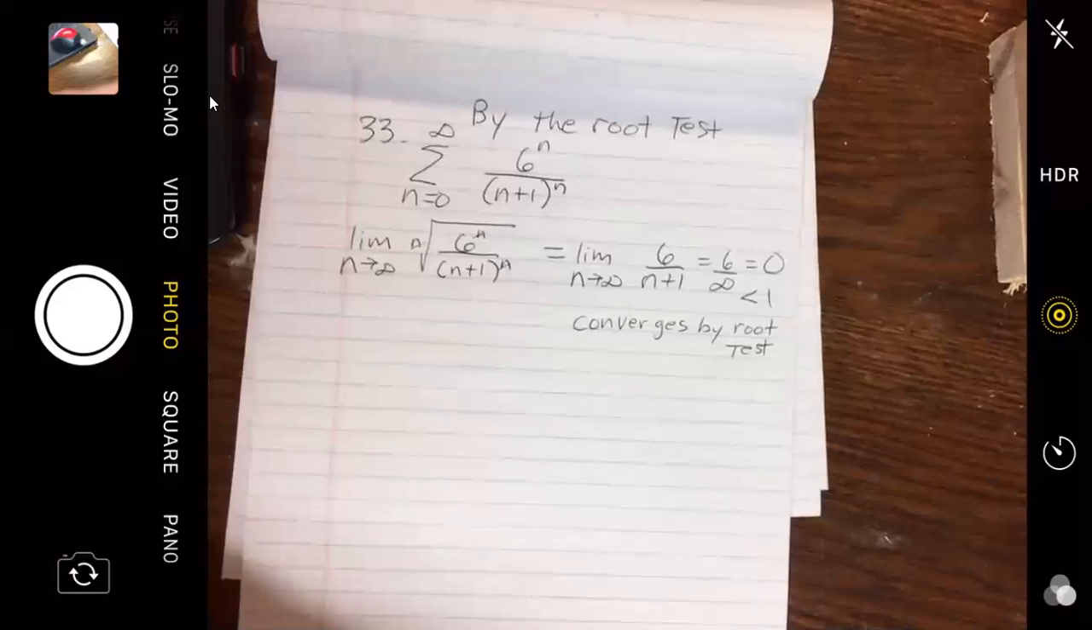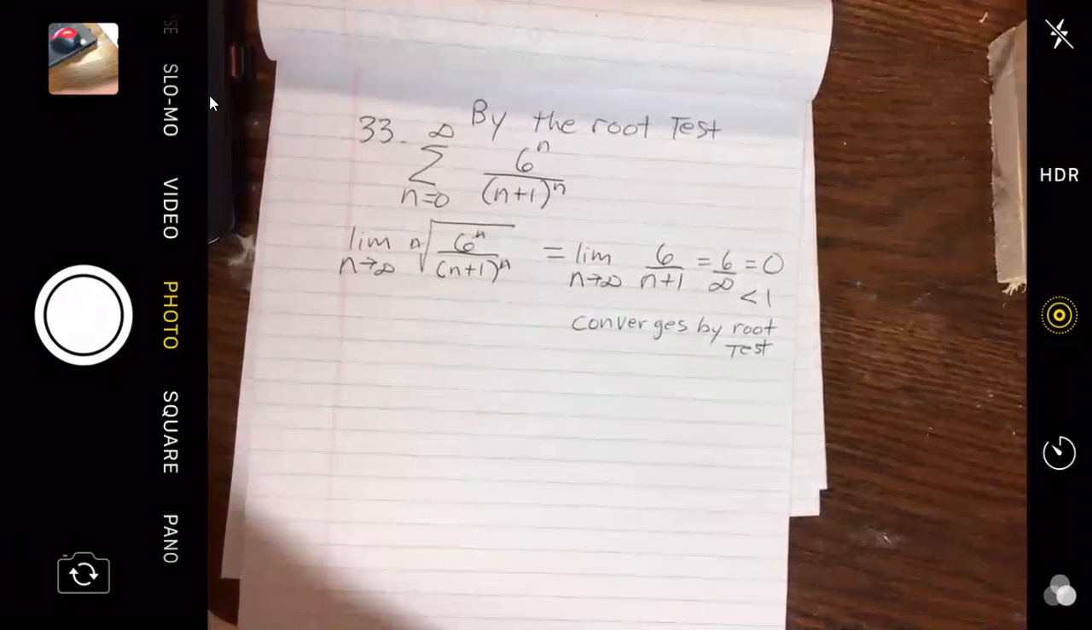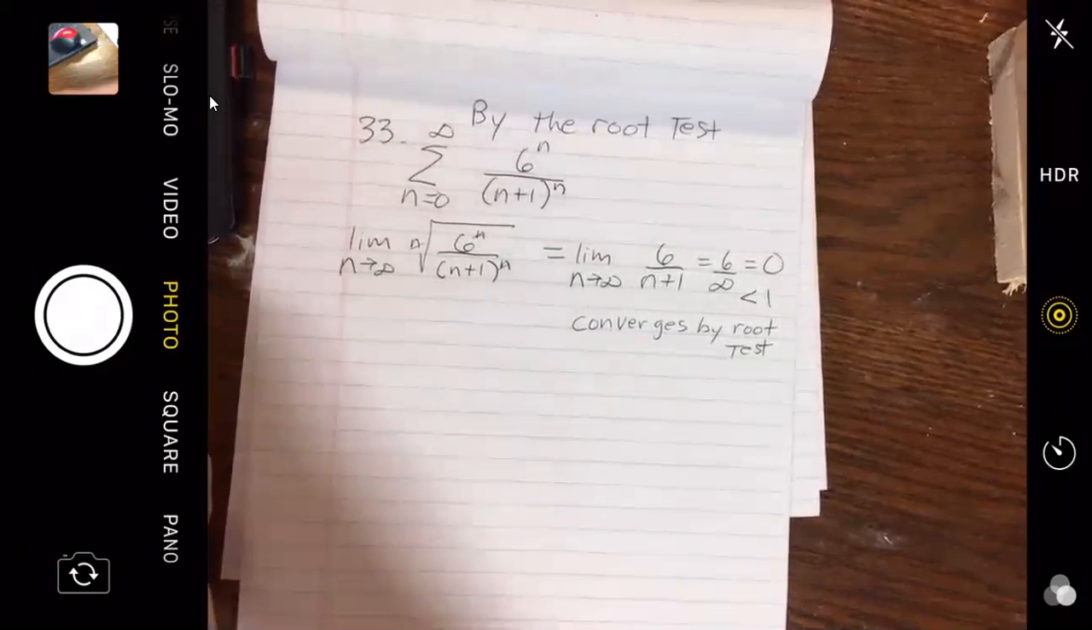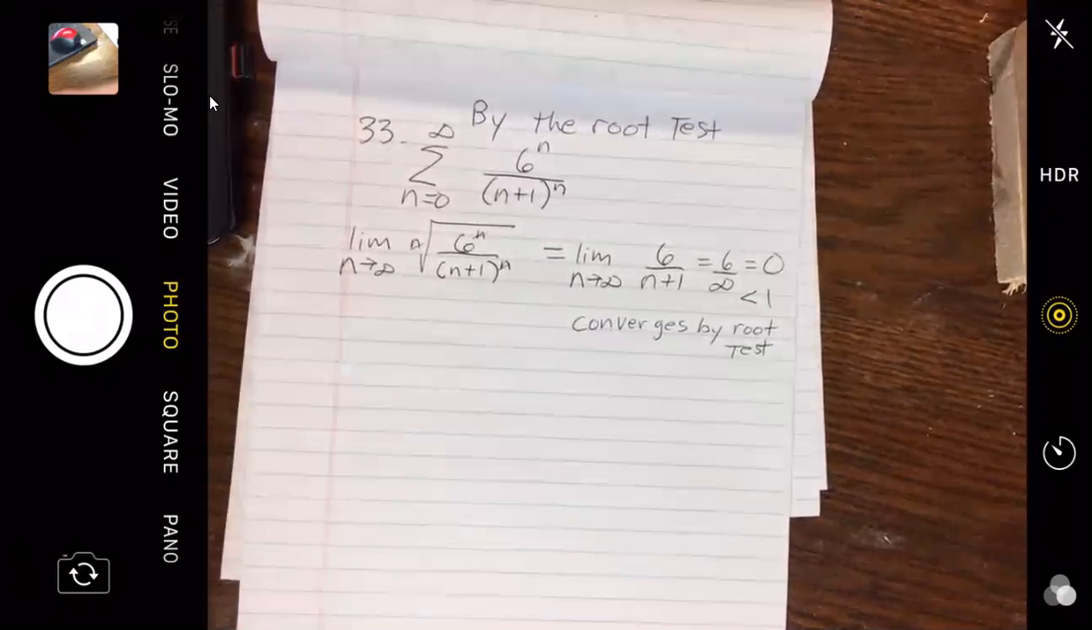Do you want to see the painful steps of algebra to do it by the ratio test? I think we're good. You don't need that. Okay. Anybody else out there dying to see that on an early Friday morning? Don't hear anybody clamoring.